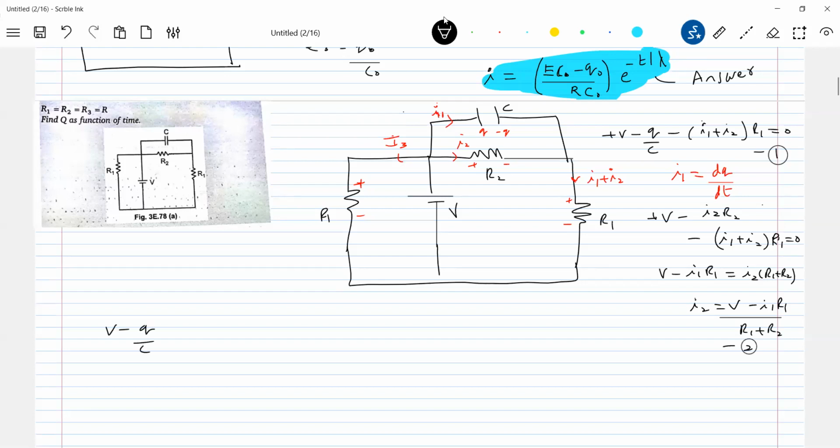So this will be this. In fact, R1 equal to R2 equal to R3 equal to R. Therefore V minus I1 R by 2R, substituting this, I1 R minus I2 R equal to 0. So V minus Q by C. What is the value of I2 R? It will be V minus I1 R divided by 2.